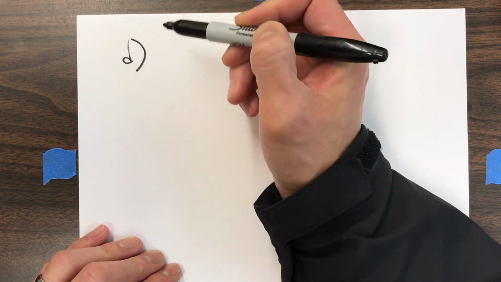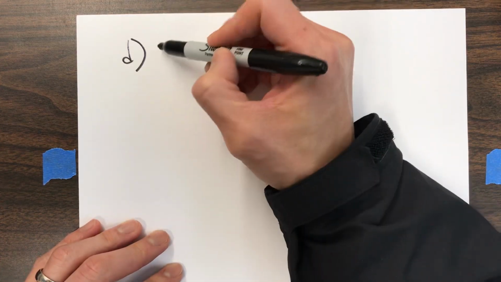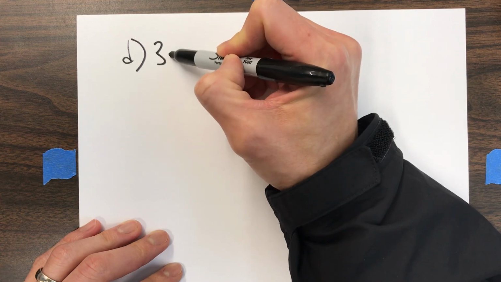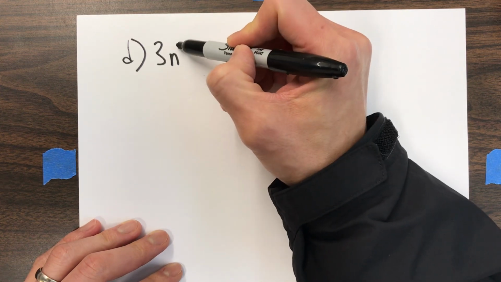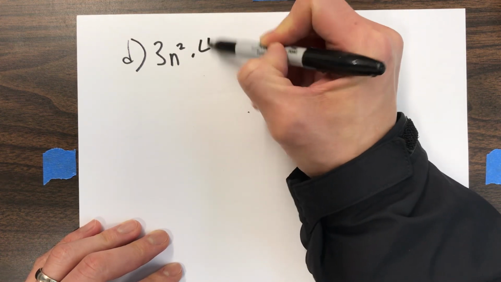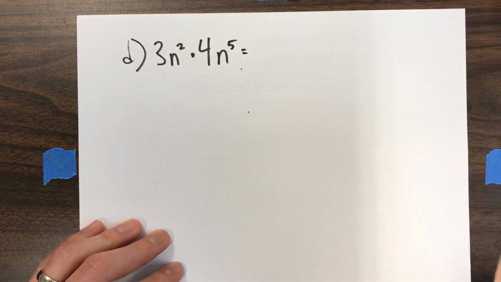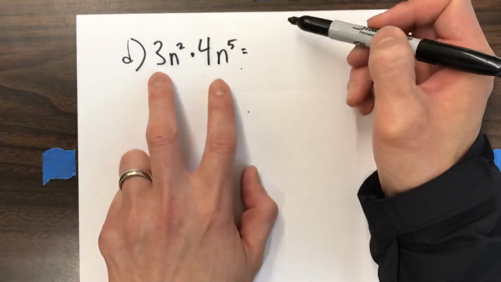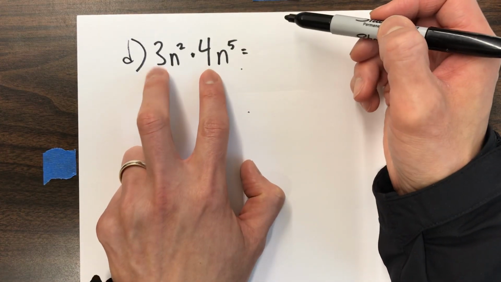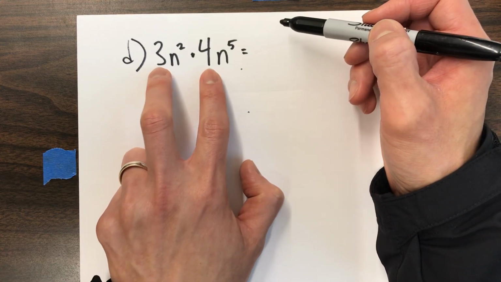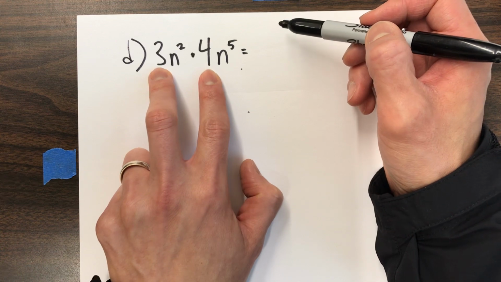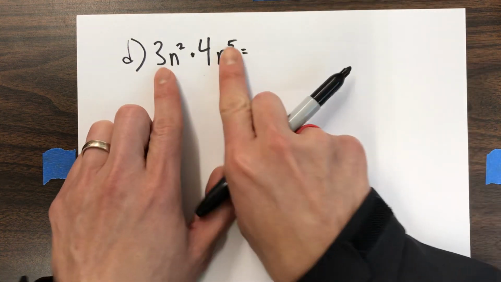Now let me introduce you to some more. What if we have 3n squared times 4n to the 5th power? Now this 3 times the 4, it's going to be very tempting to add these numbers. But what we're doing is actually multiplying, right?